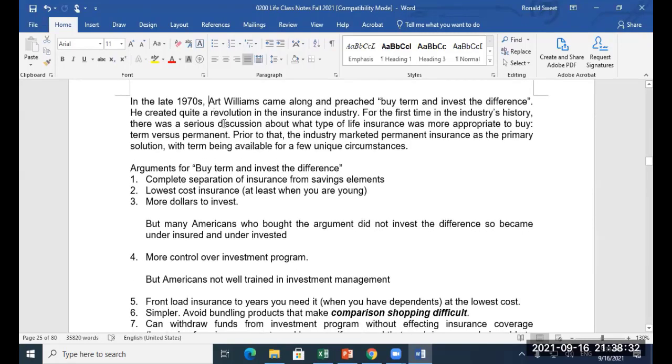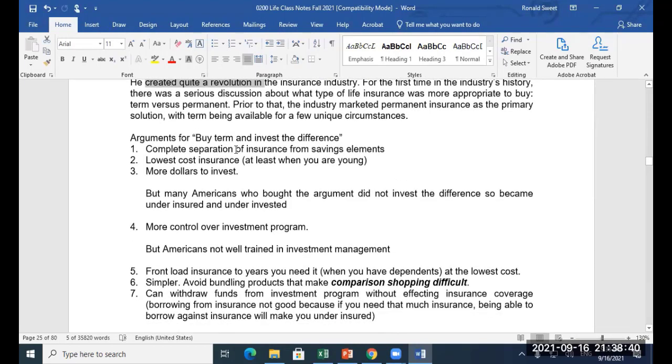So Williams comes in, he says, buy term, invest the difference. He revolutionized this argument. In this industry, they probably sold more term than perm anyway, but they pushed perm because that's where they made the most money. They preferred to sell it. When I was at USAA, I think USAA was like 80% term and maybe even 90% term, and 10, 20% perm.